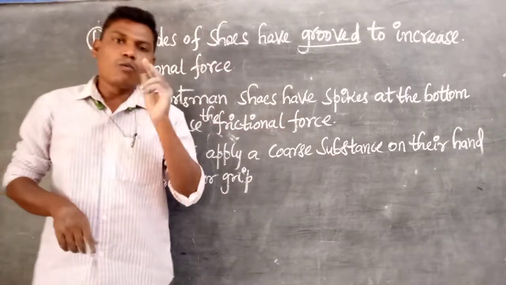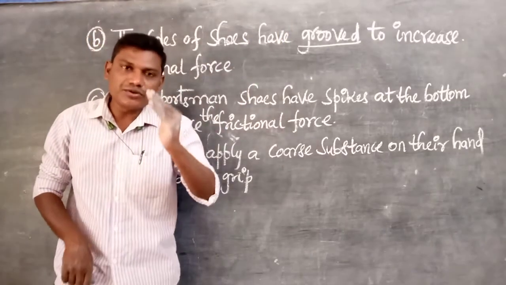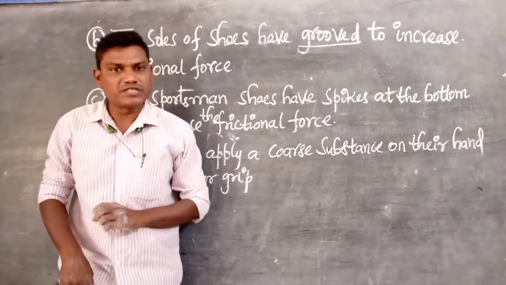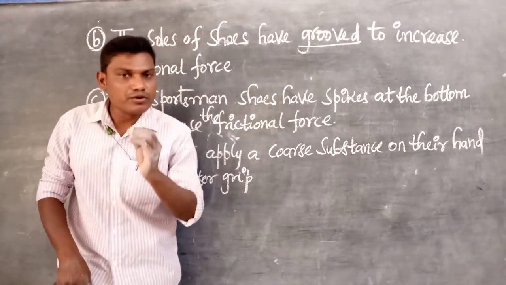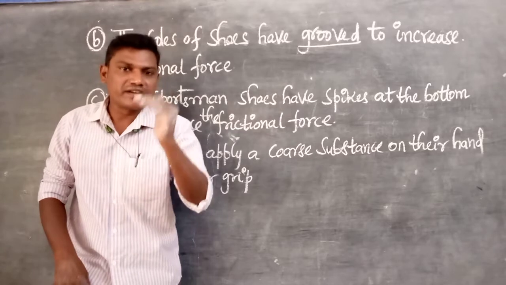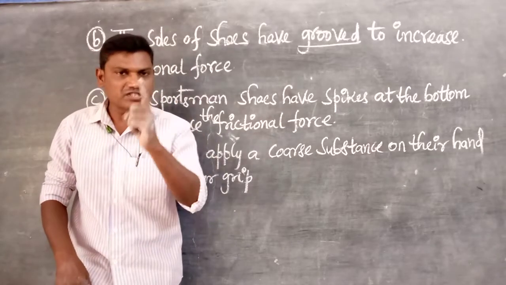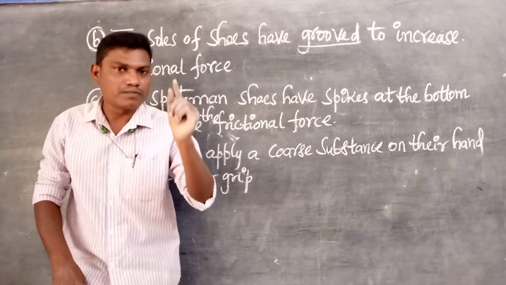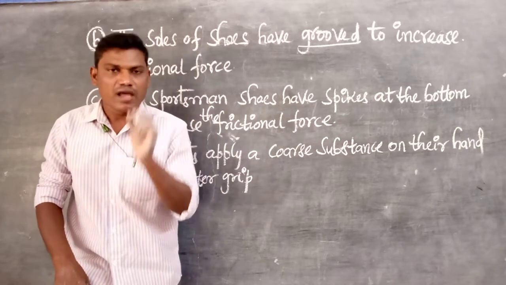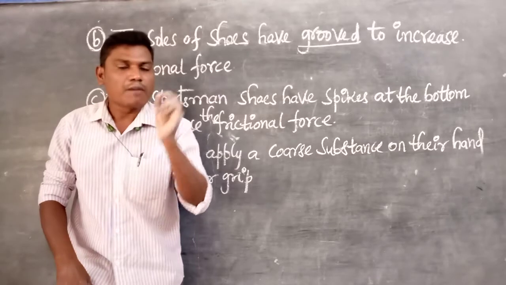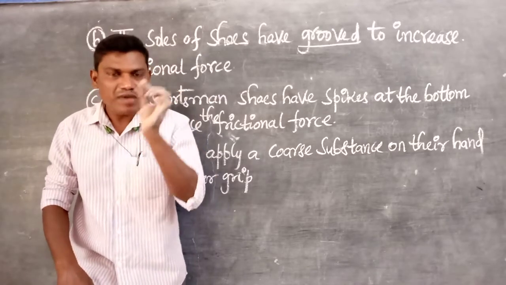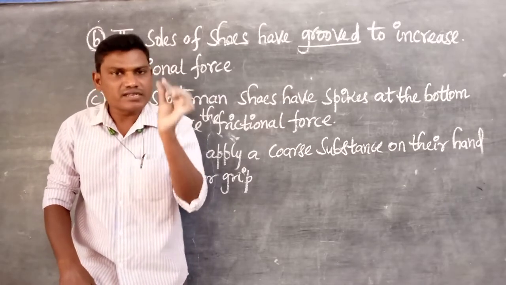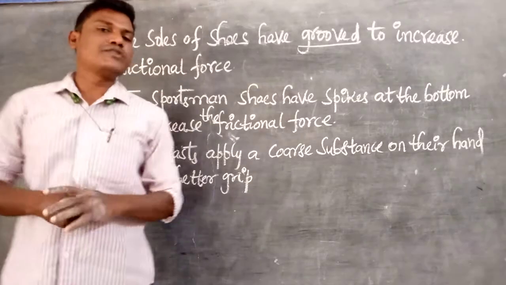Listen very carefully. How many methods do we use to increase the frictional force? Mainly we use two methods. First one is by making the surface of the object rough. Second one is by increasing the mass of the object. Under making the surface of the object rough, I will explain four examples.